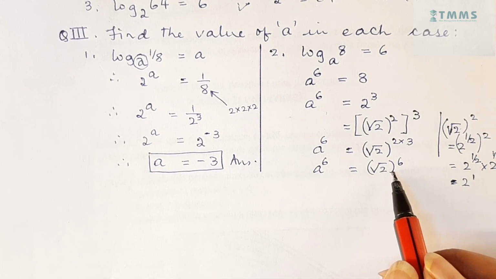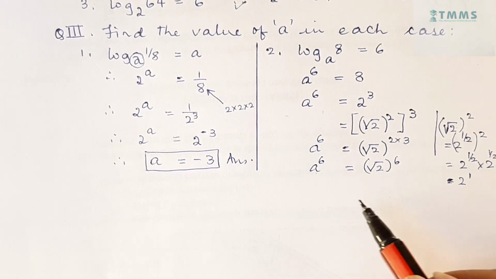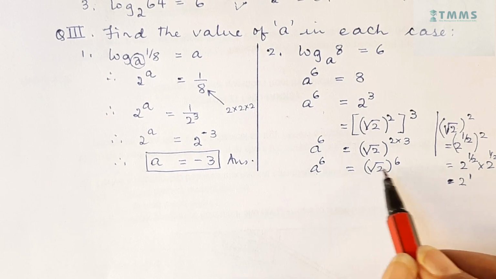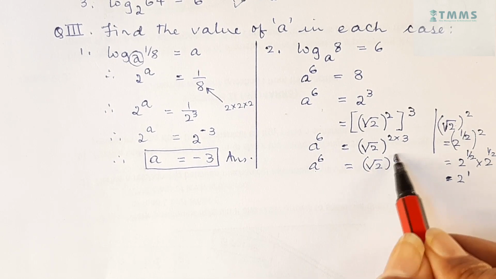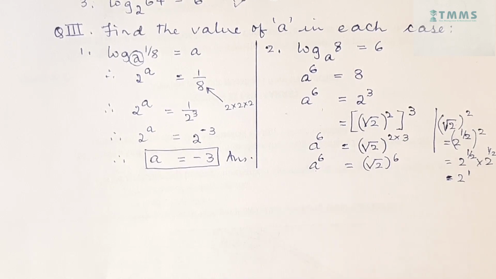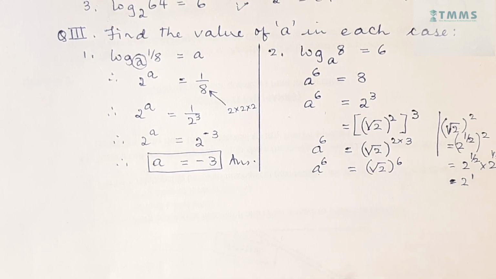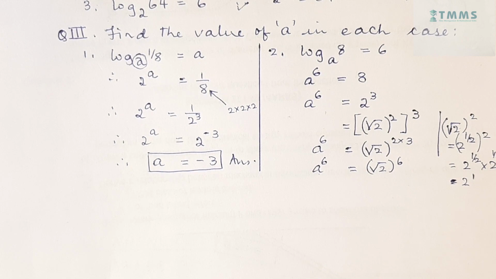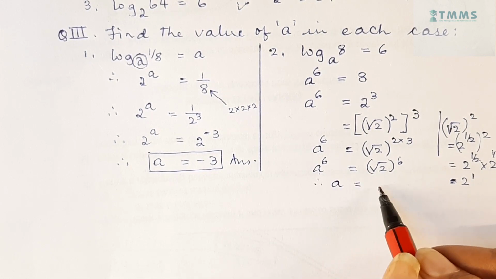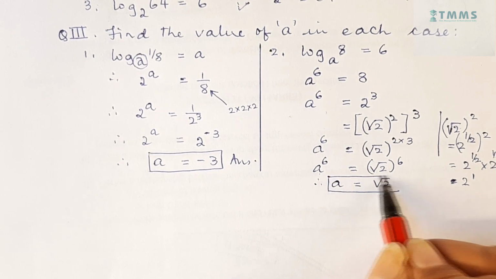Now the same bases are there and same exponents are there. Now can you see that we have two numbers, but they are equal with the same power, with the same exponent, with the same index, which means if the indices are same, the bases also must be same because the two quantities are equal. And so we will say, therefore, a is equal to root 2. And that is our answer.